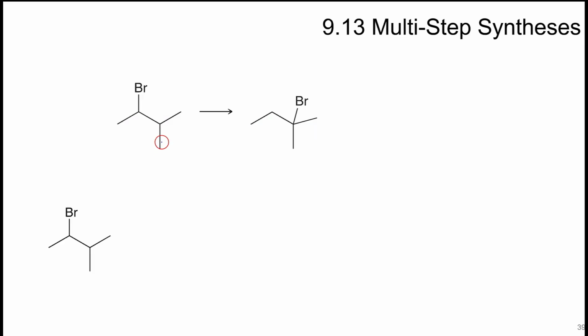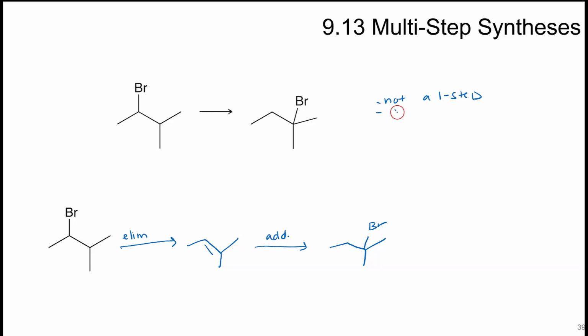But if we try to do this problem now, this is a multi-step synthesis, and I have a bromine at the secondary position, and it needs to move to the tertiary. We don't have any reactions where it can just skip from one to the other. But if I think about doing an elimination, that gives me a double bond, and then I can make HBr add to the more substituted, or the Markovnikov, product. So this would be elimination. This is addition, and that would get me here. So this is not a one-step reaction. We have to combine steps.